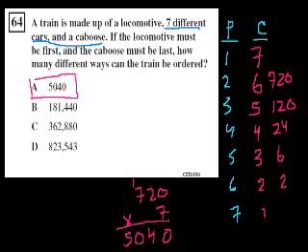Let's see, next problem. Okay, maybe I'll just clear all of this. All right, let me copy the.